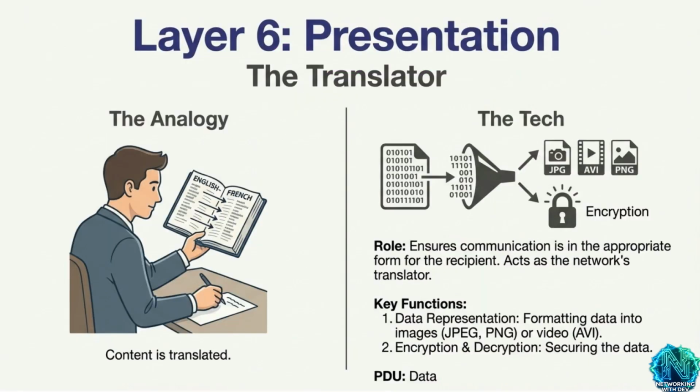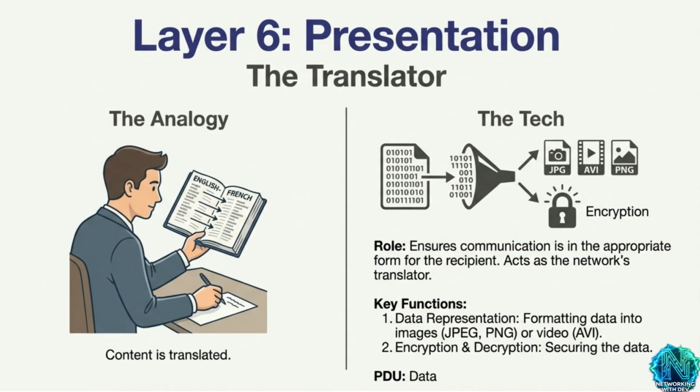Moving from the application where our content is born, we descend to layer 6, the presentation layer, often referred to as the translator. Just as you see in our analogy on the left, where a writer might use a dictionary to ensure their message is understood in another language, this layer ensures that communication is in the appropriate form for the recipient. It acts as the network's specialized translator to handle 3 key functions.